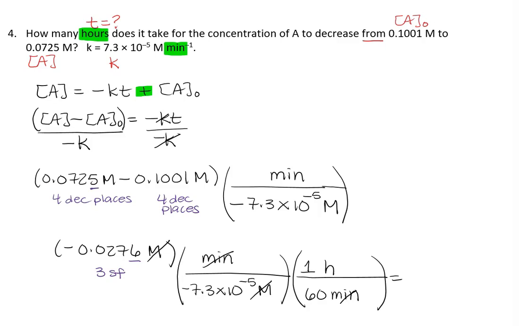Looking at the rest of our sig figs, we already have 3 for the first term. We have 2 for the second term, and these time conversions are all exact. So our final result needs to have 2 sig figs. So when we do this math, we have negative 0.0276 divided by parentheses negative 7.3 times 10 to the minus 5 times 60, and that gives us 6.3 hours.